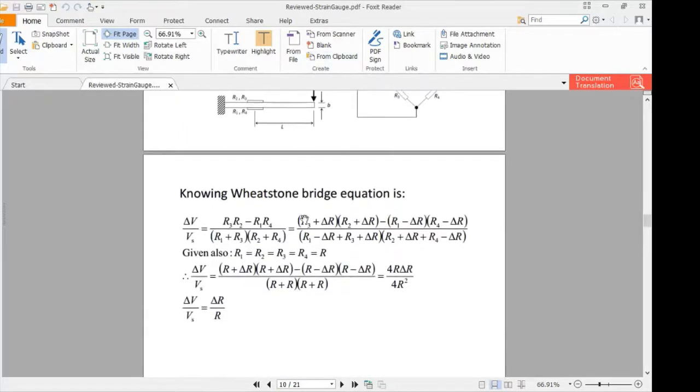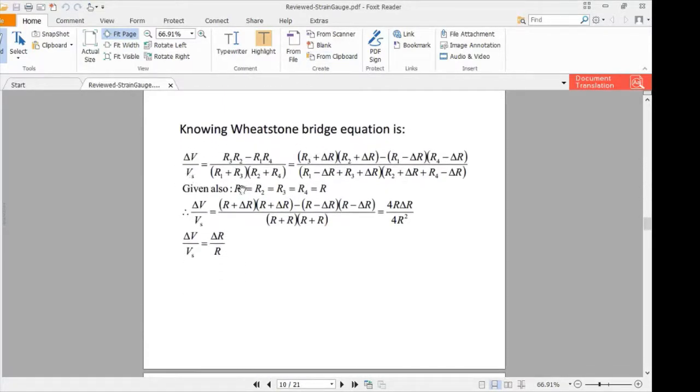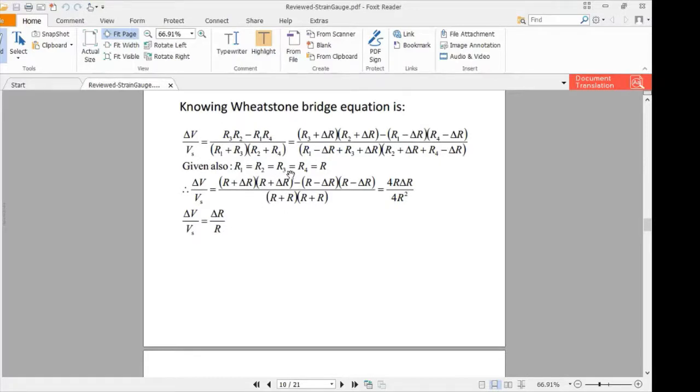So we know that the Wheatstone bridge equation is given by this equation. Substitute: R3 and R2 are experiencing tension, so they have positive delta R, whereas R1 and R4 are experiencing compression, so they have a negative delta R. Substitute into all these terms, and we also know that R1 equals R2 equals R3 equals R4 equals R. Substitute all this into the equation, and finally we can simplify and we get this equation proven.